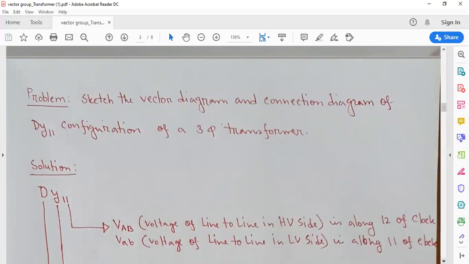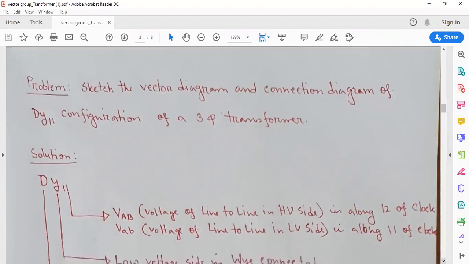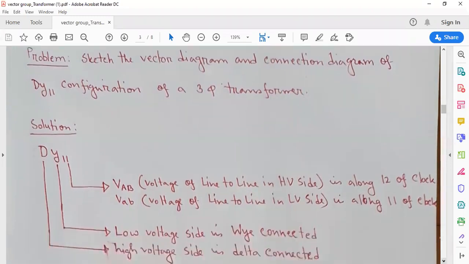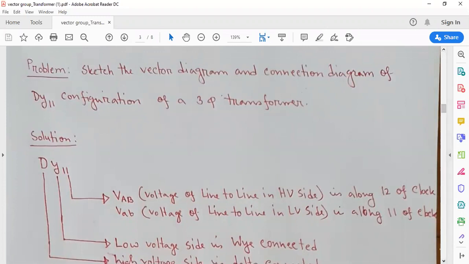Or it may be you work in a manufacturing company, so the transformer is prepared in the factory and you have to indicate its connection in the data sheet. So how do you do it? You go through the connection diagram of it and decide whether it is a YD1 connection or DY11 connection. Then you will write it in the data sheet. So how do we determine or how do we draw this?